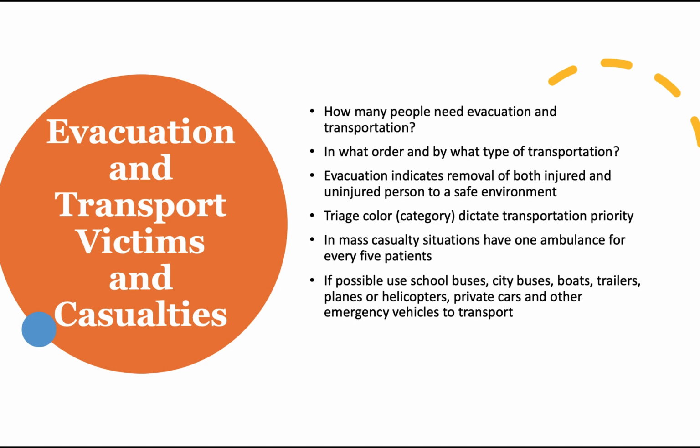In mass casualty situations, we also need to have an ambulance, and you have to be thinking about having one ambulance for every 5 patients approximately. So just to give you some idea how to triage that appropriately. If possible, use your community resources to help get the injured to the hospital if you're talking about mass casualties. And that would be using school buses, city buses, boats, trailers, planes, helicopters, having citizens use private cars, whatever they could do, any spared emergency vehicle that they can use to transport victims.